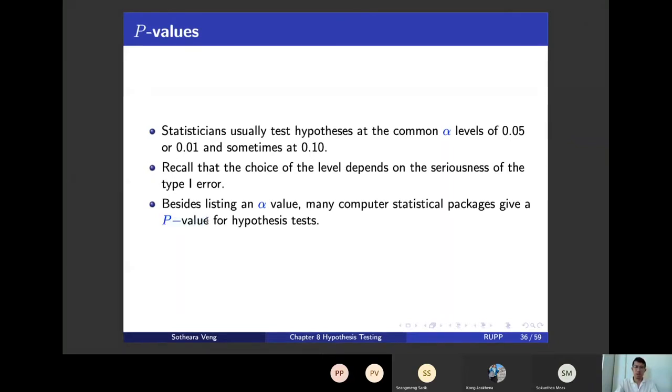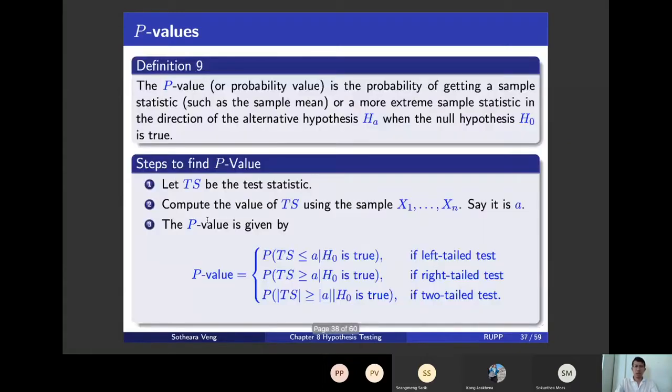So what is the p-value in this case? The p-value is the probability value, and what kind of probability is it? It is the probability of getting the sample statistic in the direction of the alternative hypothesis HA or H1 when the null hypothesis H0 is true.